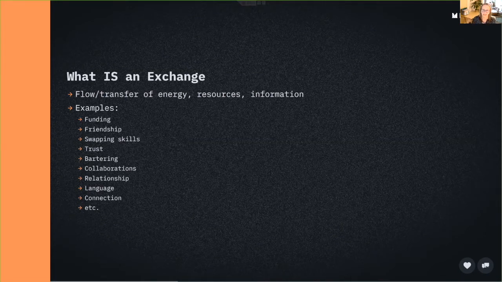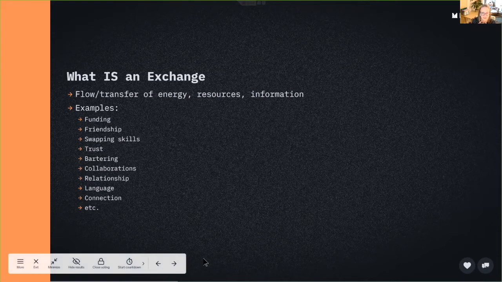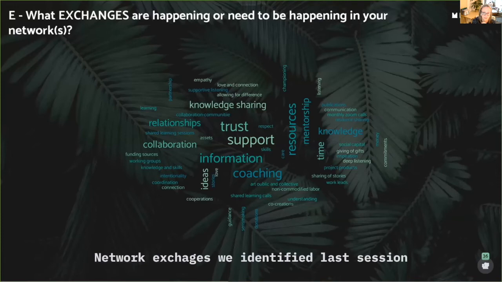And you see the examples here of funding flows, friendship, like relationship happens here. Swapping skills, building trust. You can see there's sort of a range of intangible and tangible with this too. Bartering, collaborations, language connection. So let's take a look here at some other examples that people are thinking about when they think about their networks, examples of exchange. We'll pull up the word cloud.